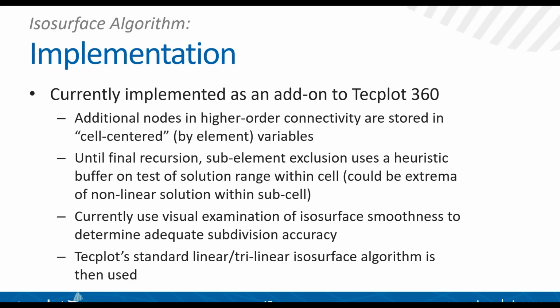We currently use visual examination of the isosurface smoothness to determine adequate subdivision accuracy. We'd like to automate this in the long run, but at this point, you just run it and look at it, and if you need more, you run it with more subdivisions. And finally, Tecplot's standard linear trilinear isosurface algorithm is used.